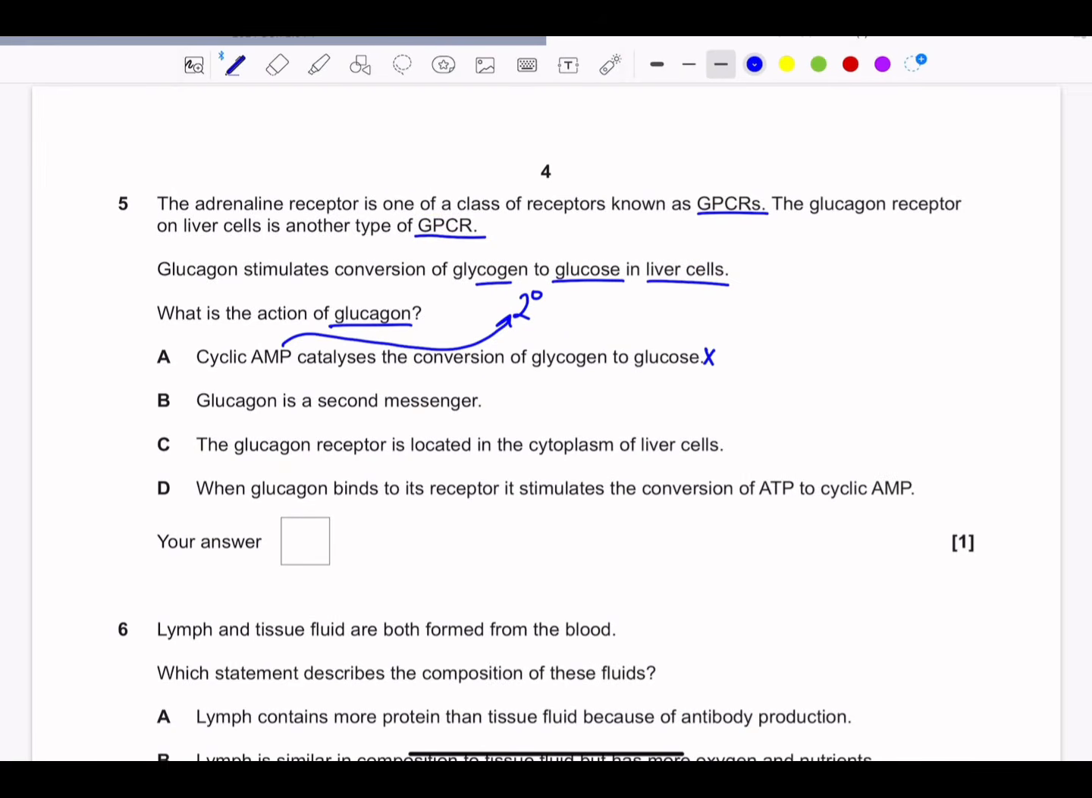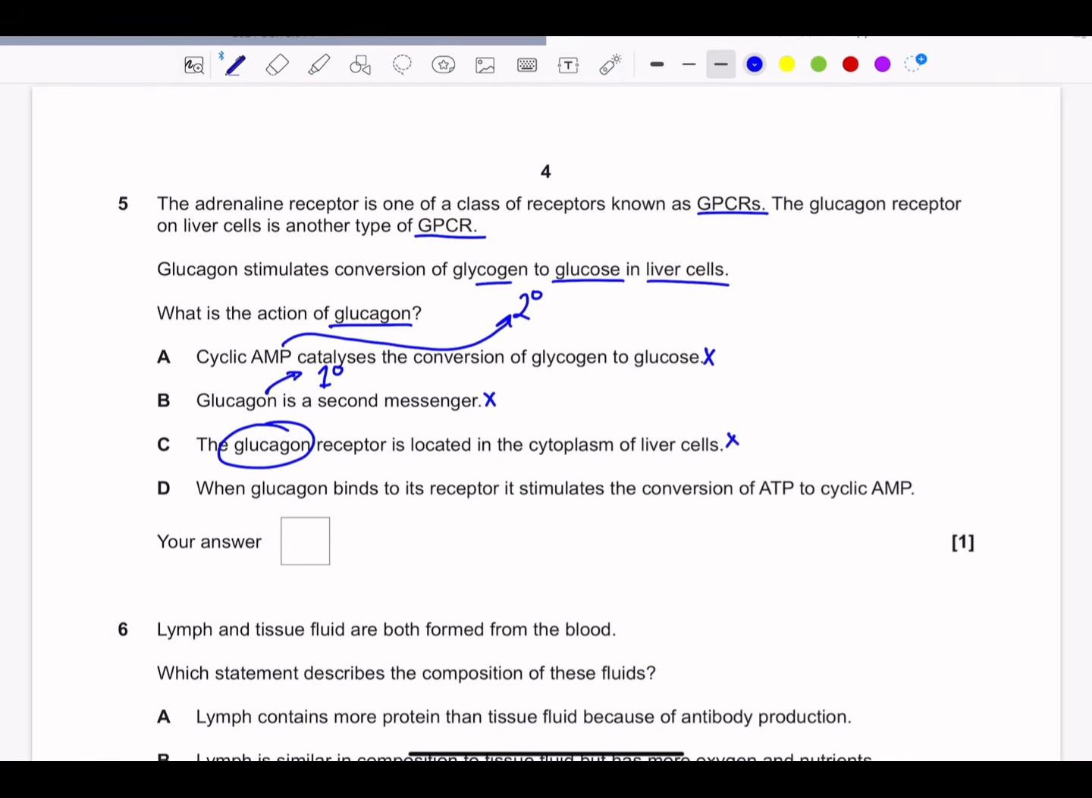B is glucagon is a secondary messenger. No, or a second messenger. Again, not true. Cyclic AMP is. Glucagon instead is known as a primary messenger. C is that the glucagon receptor is located in the cytoplasm of liver cells. Not true. It is located on the cell's surface membrane. And the way you can tell is due to the fact that glucagon is a peptide hormone, and these cannot pass through the bilayer. Only cholesterol-based hormones or steroid hormones can do this.